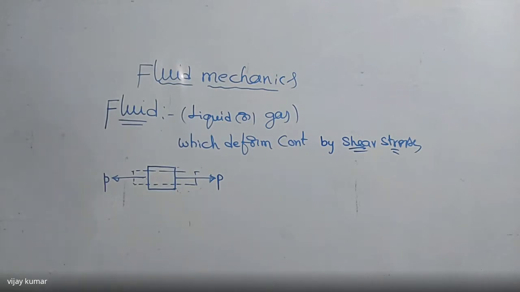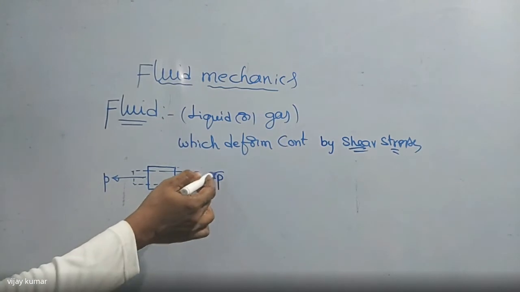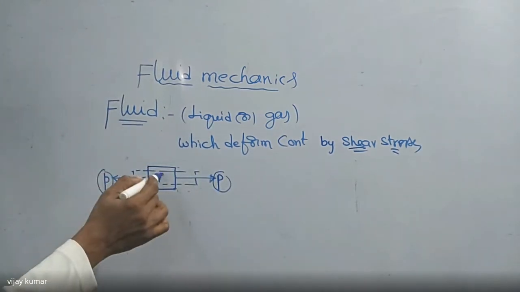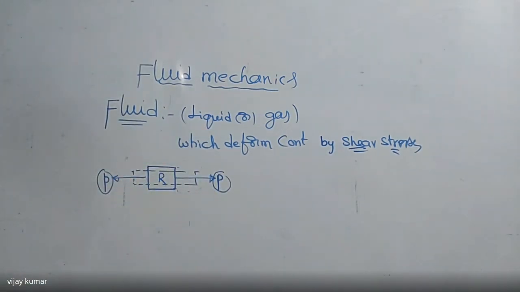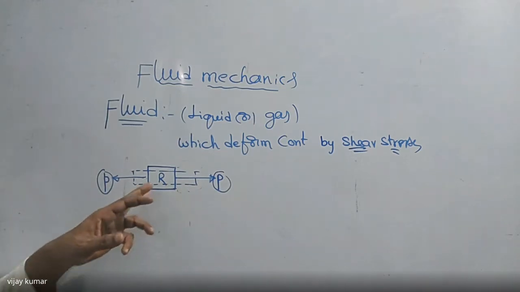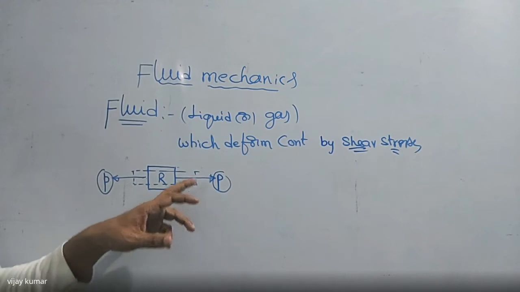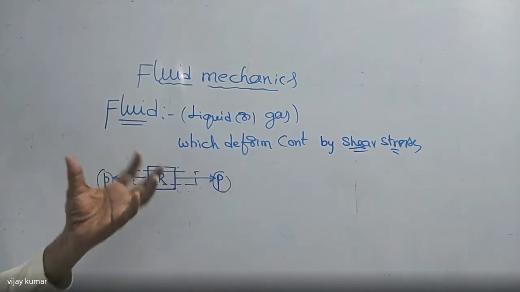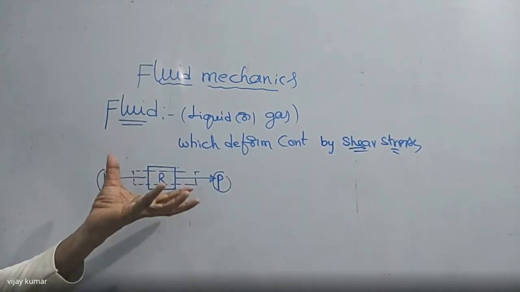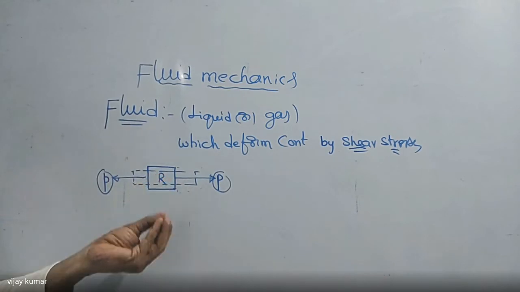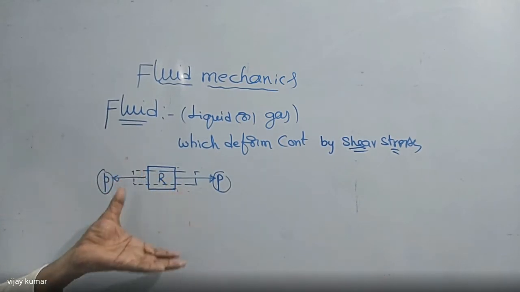So we are applying the external force. That external force is nothing but P. Internal force is nothing but R. R is nothing but internal resisting force. If you apply some external force on the material, material must be under deformation. If you remove the external force, the material regains or comes to original position. That is named as elastic material.